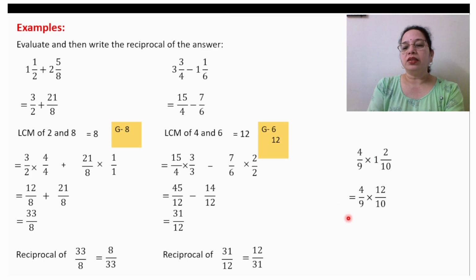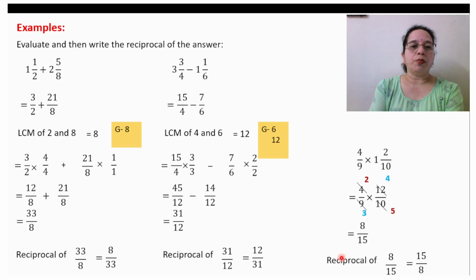Now you can cut the number. So 4 2s are 4, 2 fives are 10, 3 threes are 9, 3 fours are 12. Multiply numerator with numerator, 8 upon 15. And now the reciprocal of 8 upon 15 is 15 upon 8.